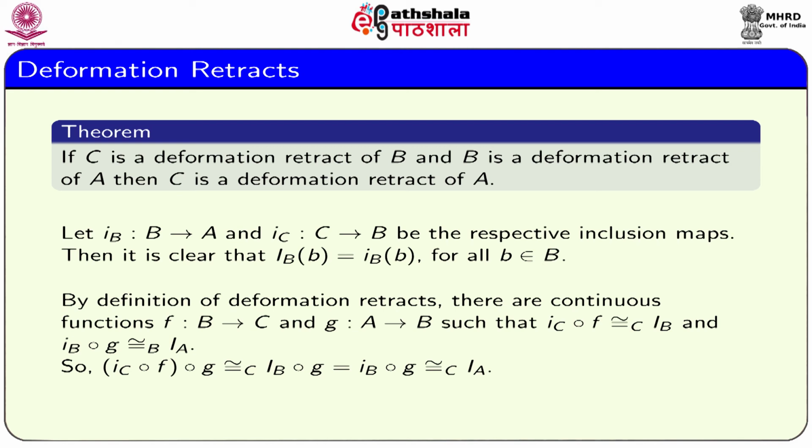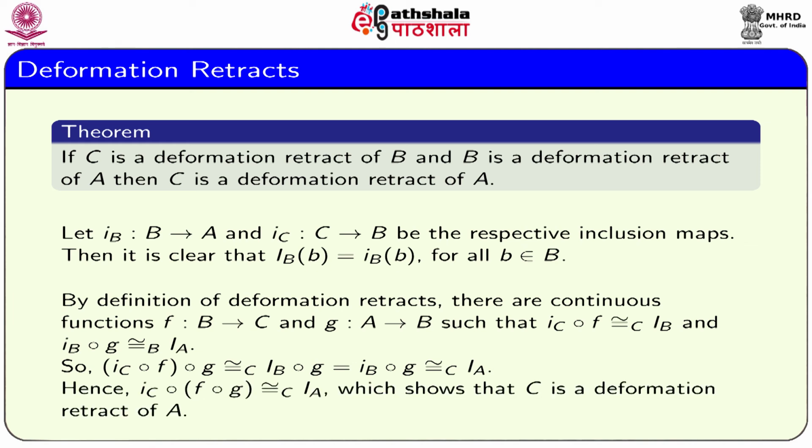So, IC composed f composed g is homotopic to IB composed g relative to C, but IB composed g, the inclusion of B composed with g, is homotopic to the identity on A relative to the set C. Hence, IC composed f composed g, because composition of maps is associative, is homotopic to the identity on A relative to C. This shows that C is a deformation retract of A.